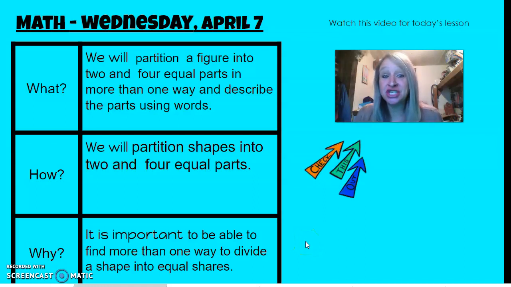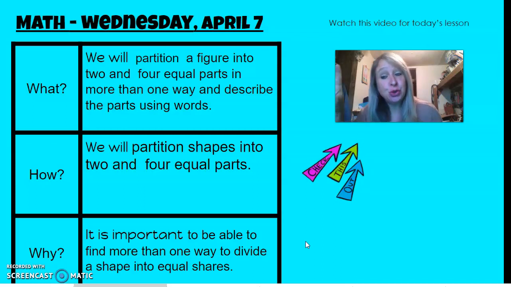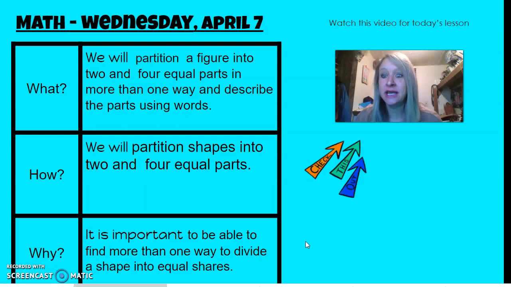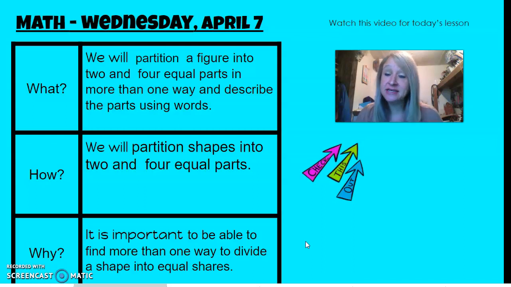Today we will partition a figure into 2 and 4 equal parts in more than one way and describe the parts using words. How will we do this? We will partition the shapes into 2 and 4 equal parts. Why? It is important to be able to find more than one way to divide a shape into equal parts.